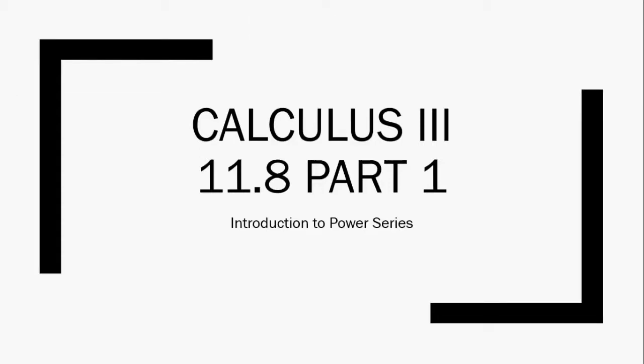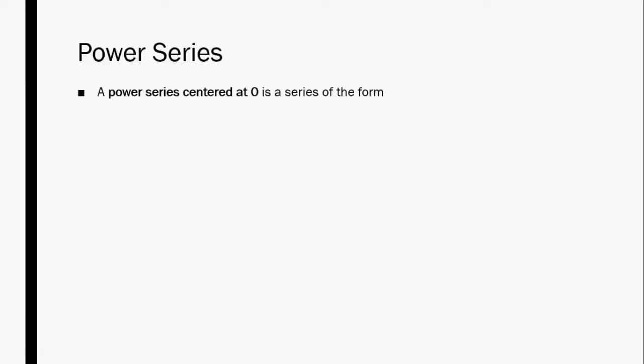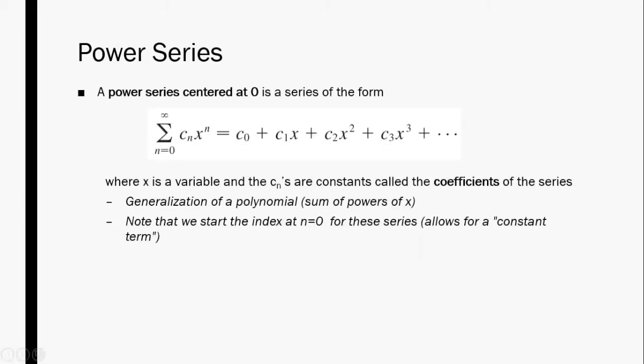Hello. In this video, we're going to look at the beginnings of power series. So what is a power series? A power series centered at zero is a series, like we've looked at before, of the following form. You'll have a sum as n equals 0 to infinity of some collection of constants, c sub n, times x to the n, where x is holding the place of a variable.